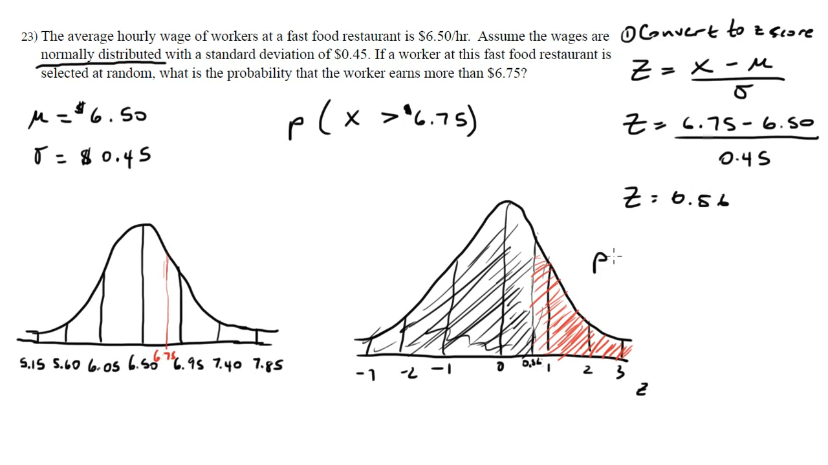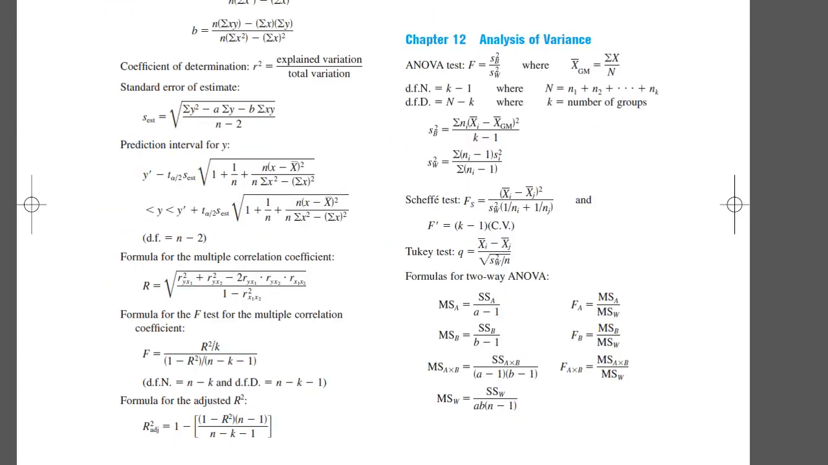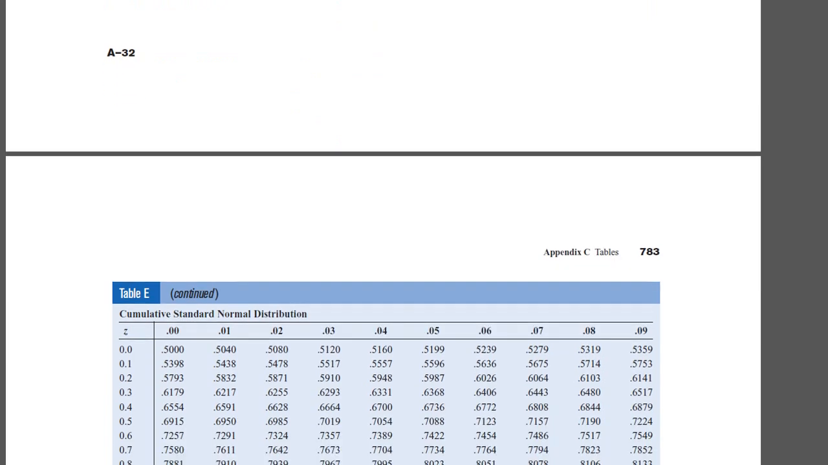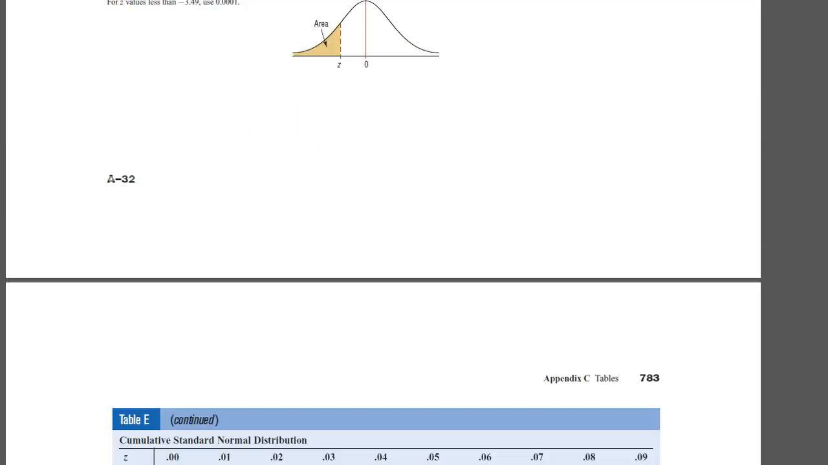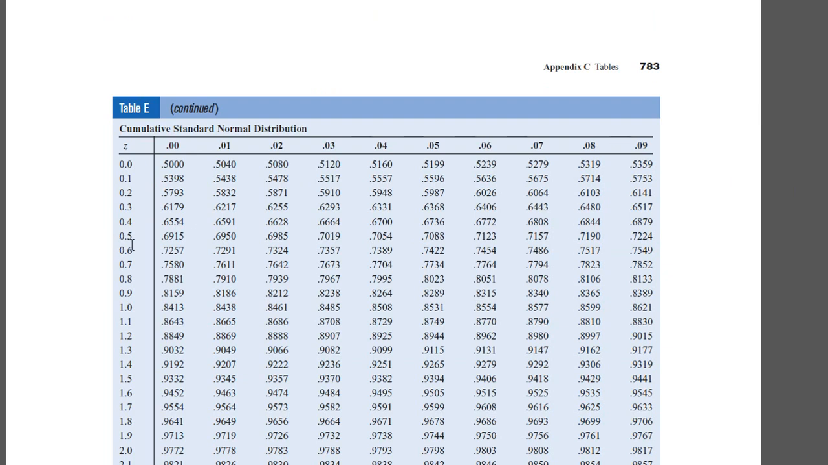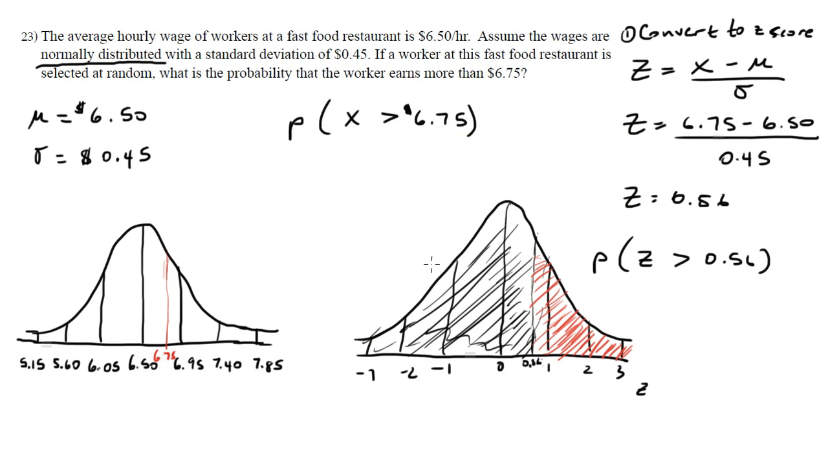So what I'm looking for now is the probability that Z is greater than 0.56. I go to my table, the standard normal distribution table. Remember, this gives me the area to the left, less than. So 0.56 is 0.7123. So this area here is 0.7123. But I want the area to the right.